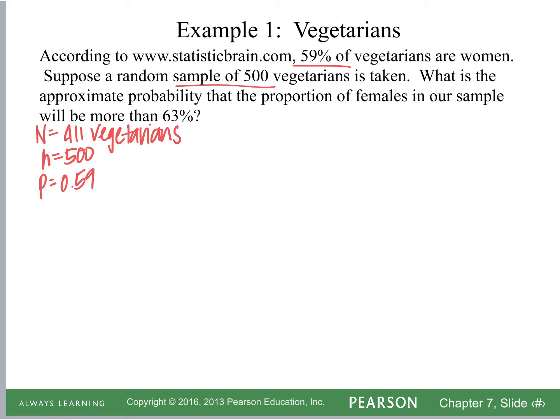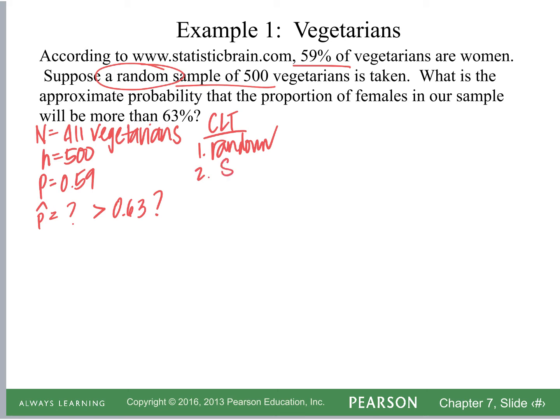And so the question is asking right here, what is the approximate probability that the proportion of females in our sample will be more than 63%? So they're asking about P hat. What is P hat? Is it coming out more than 63%? Okay, so let's go through the central limit theorem conditions. Condition number 1, is it random? I see that it says random sample right there. So random, we're going to put a check.